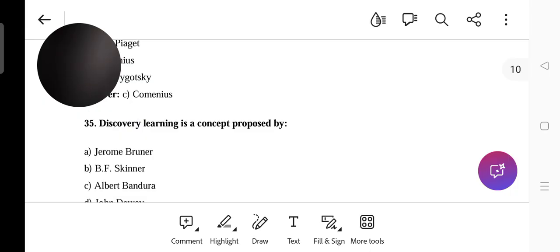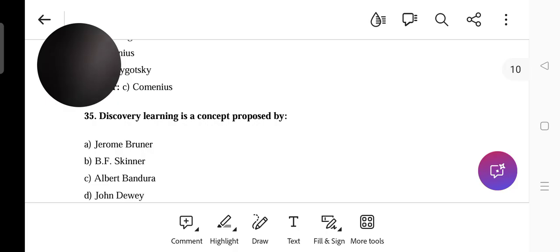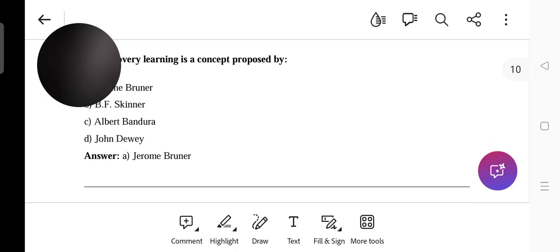So next question, discovery learning is a concept proposed by whom? Option A, Jerome Bruner, option B, B.F. Skinner, option C, Albert Bandura, option D, John Dewey. So what will be the appropriate option? The discovery learning is a concept proposed by Jerome Bruner. Always remember.